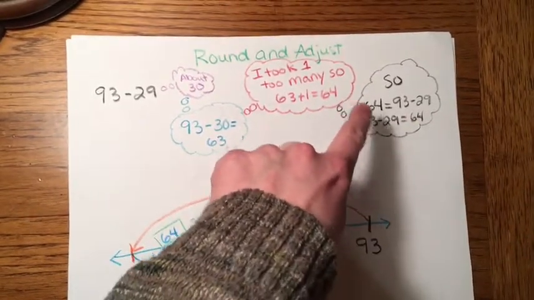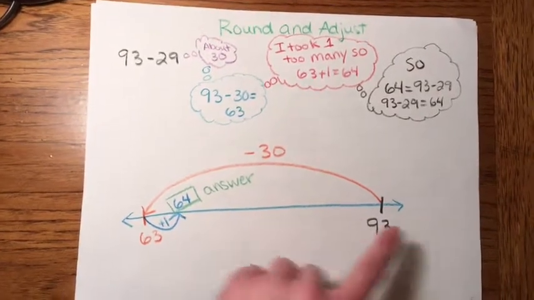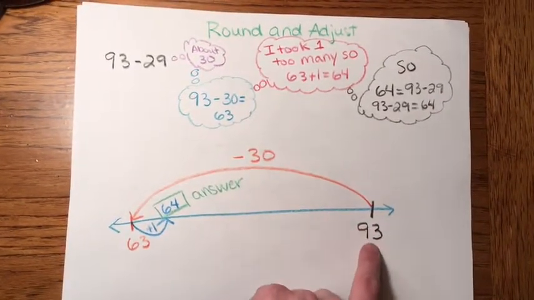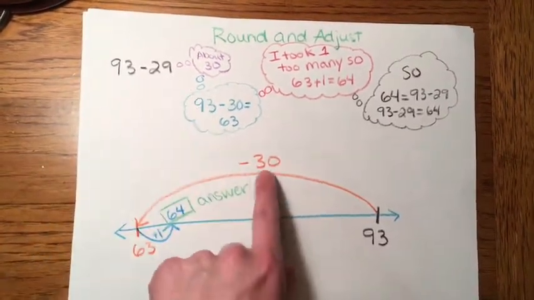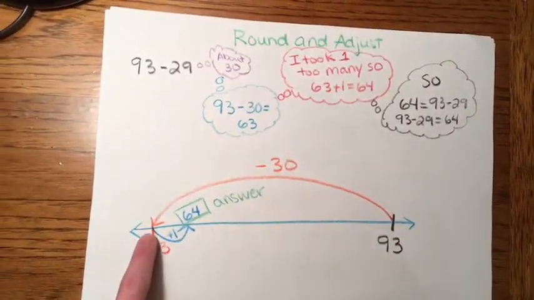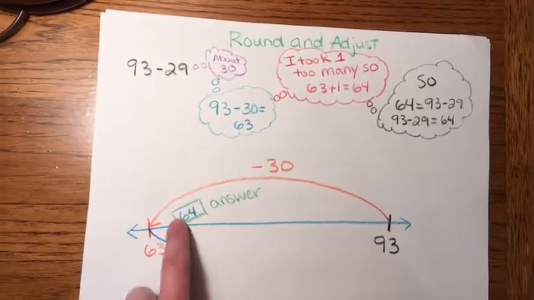So these are the same answers. Okay, here's showing it in a number line form. We started at 93. Our rounding was the 29 to 30, so we subtracted the 30. We went 1 too far, so we had to come back, and our answer is 64.